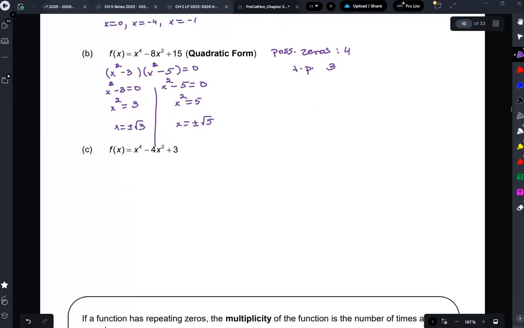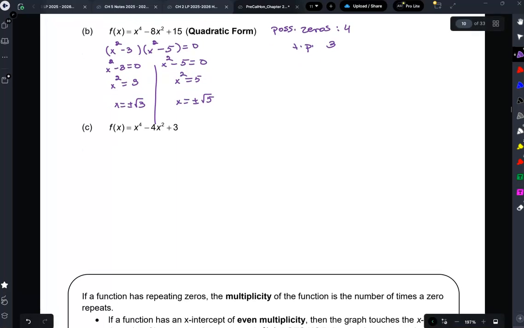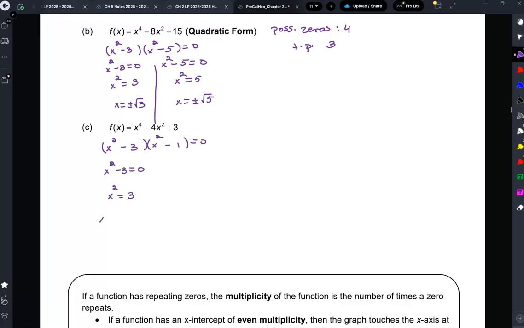Okay? All right, this one. How many turning points? 3. 4 zeros, 3 turning points. Okay, let's go ahead and factor this. So x to the 4, it's going to be x squared... equal to 0. If you're solving, you must say equal to 0. And then what's this? It's negative 3 and negative 1. So x squared minus 3 is equal to 0. x squared equals 3. x is plus or minus root 3.